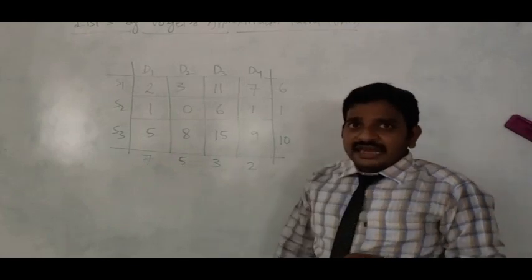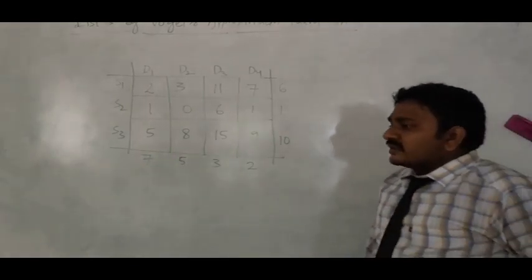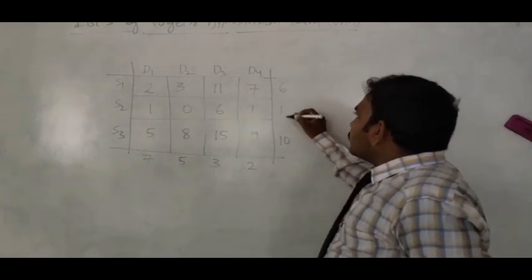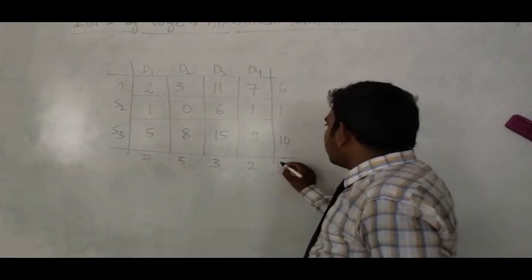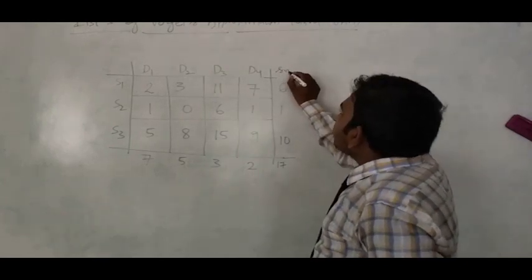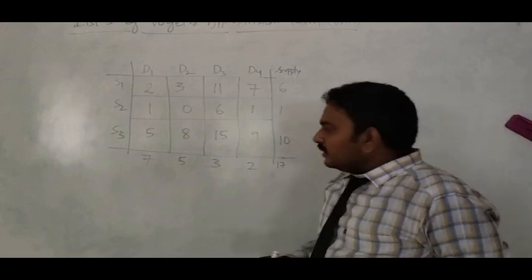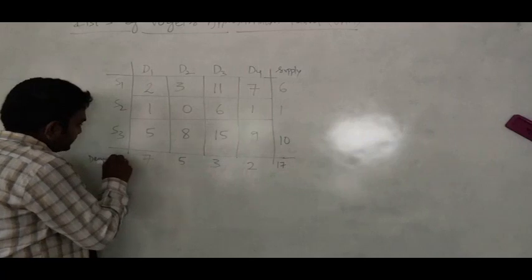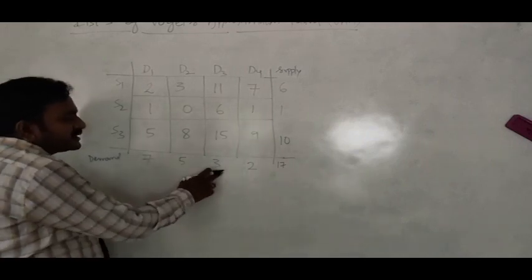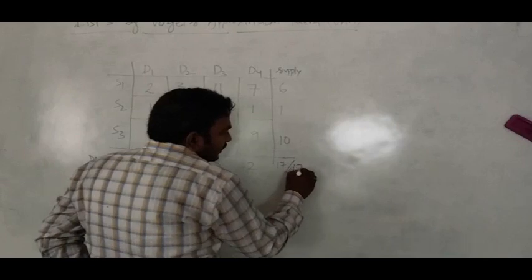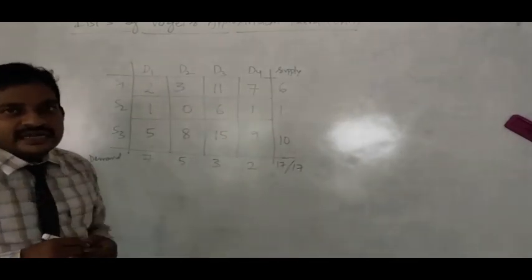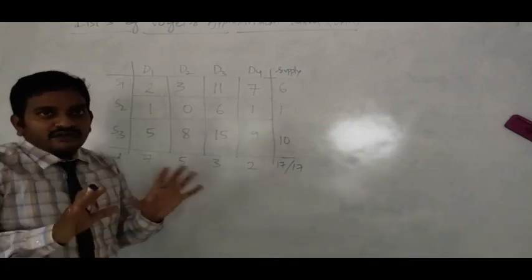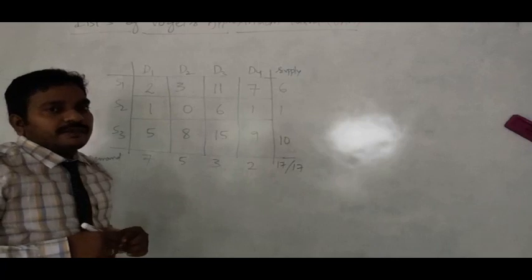Firstly, we check whether it is a balanced or unbalanced transportation problem, whether we need to add any dummy rows or columns. Here 6 plus 1, 7, plus 10, 17 is your total supply. Now your total demand must be 17: 7 plus 5, 12, 12 plus 3, 15, 15 plus 2, 17. So you have a balanced transportation problem where total supply equals total demand. No need of adding any elements to the payoff table.